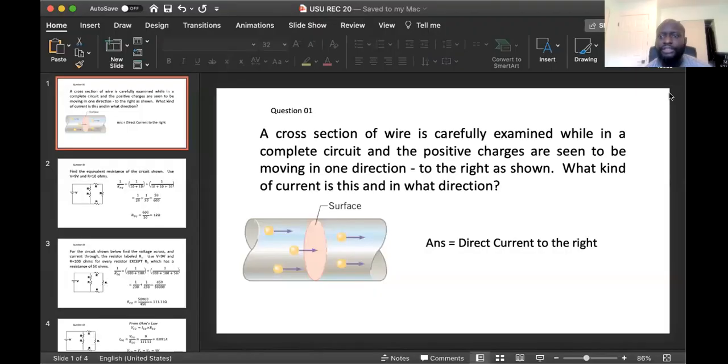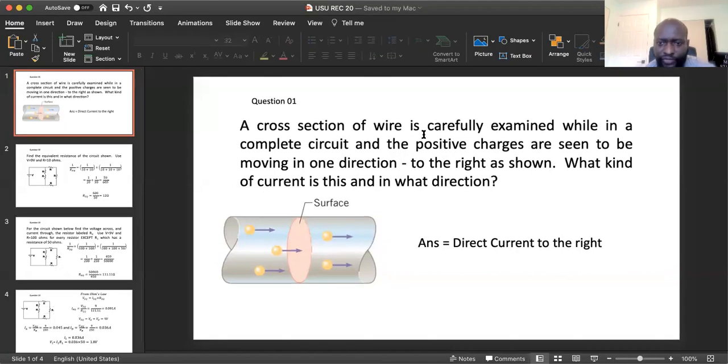I'm just going to share that right now for you guys to see the problems and we go through the solutions. So this is the first problem. It says a cross-section of a wire is carefully examined while in a complete circuit, and the positive charges are seen to be moving in one direction to the right as shown. What kind of current is this and in what direction?